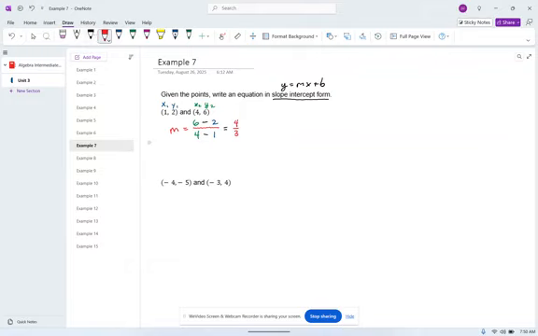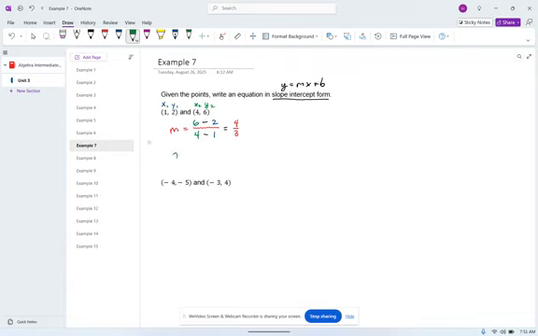Now it's going to be a lot like example 6 was. We're going to come in, we're going to do y, and we can pick either of the y and x's that we want to. We just have to make sure that if we're going to pick the x1, y1, that we keep those points together. And if we want to pick the x2, y2, that we keep those points together. So I'm going to choose x1, y1. Let's just stick with that.